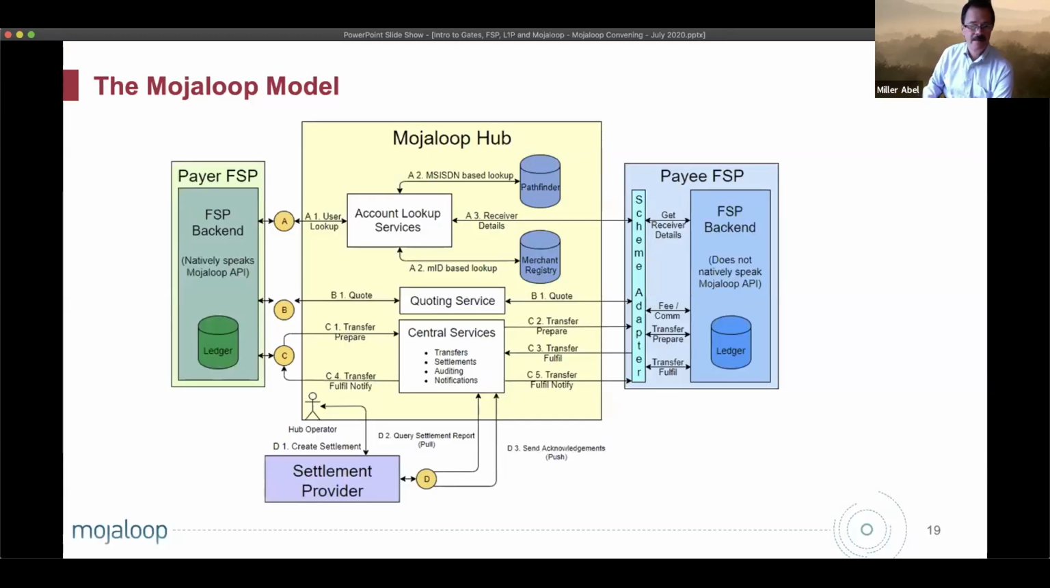You're going to see more about this, so I'm not going to talk about it, but you will, in fact, see this pretty much in every presentation. This is a simplified version of what our Mojaloop ecosystem looks like, what our model is. There's a central system. There's a set of 4 activities that we talk about as user lookup, quote, transfer and prepare, and transfer and fulfill.